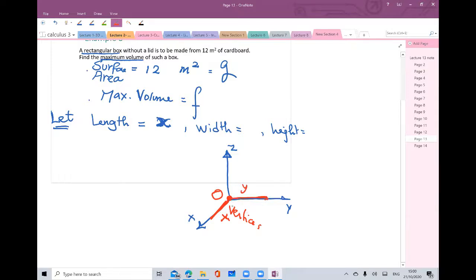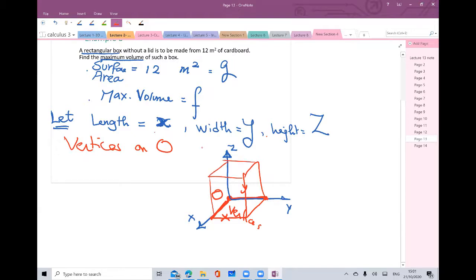Everything must have a meaning; I don't just take x and that's it. x means I put one of my vertices here, so the length is x, and the same way the width is y, and the height will definitely be my z. Got the idea? You must be very clear how you defined your values. So taking x, y, z means I put one of my vertices at the origin, and then start doing the job.